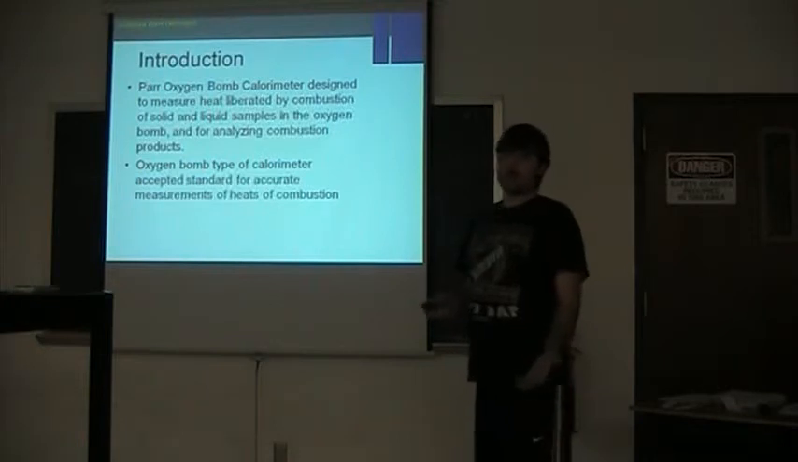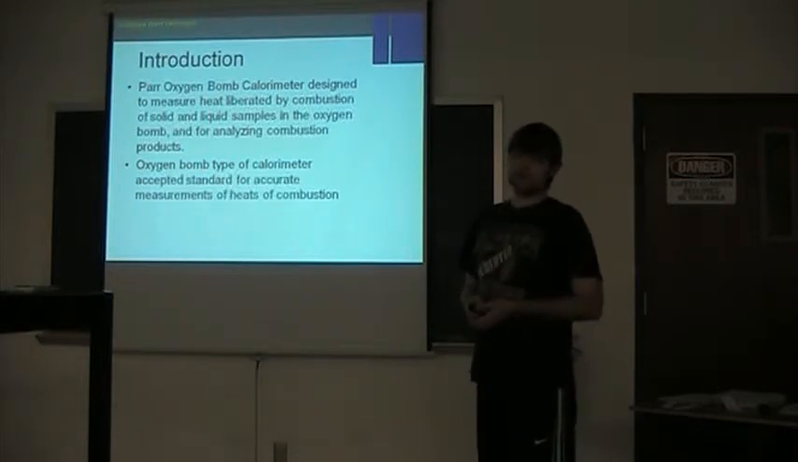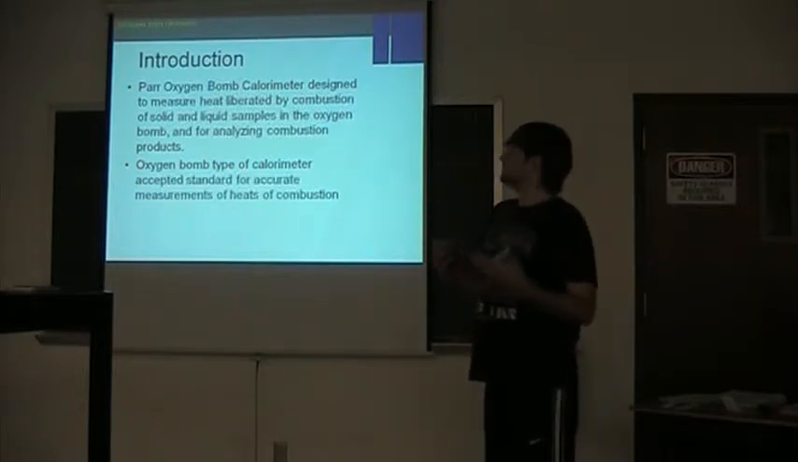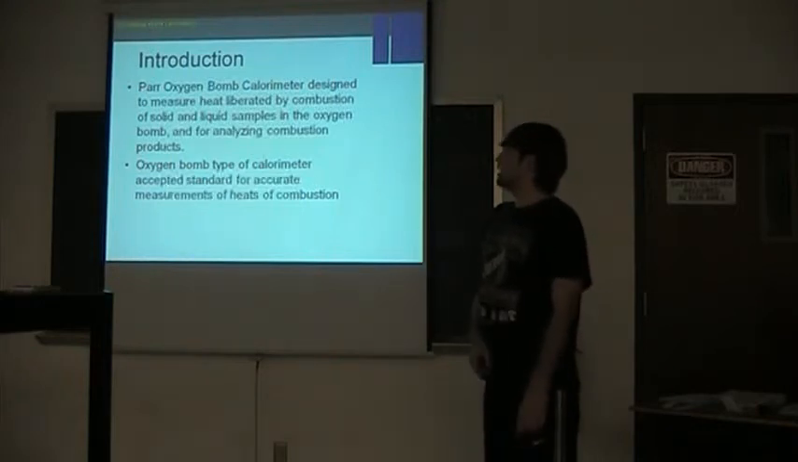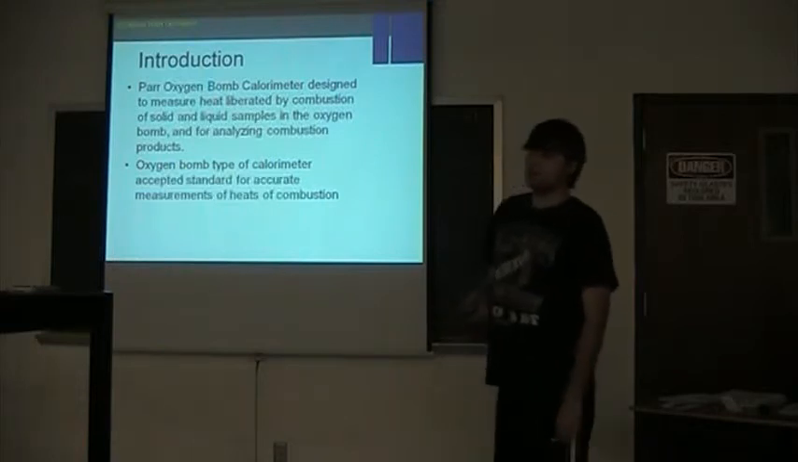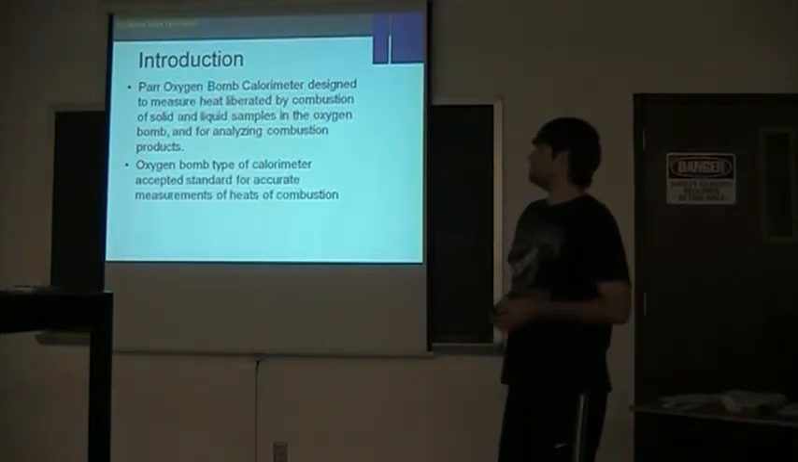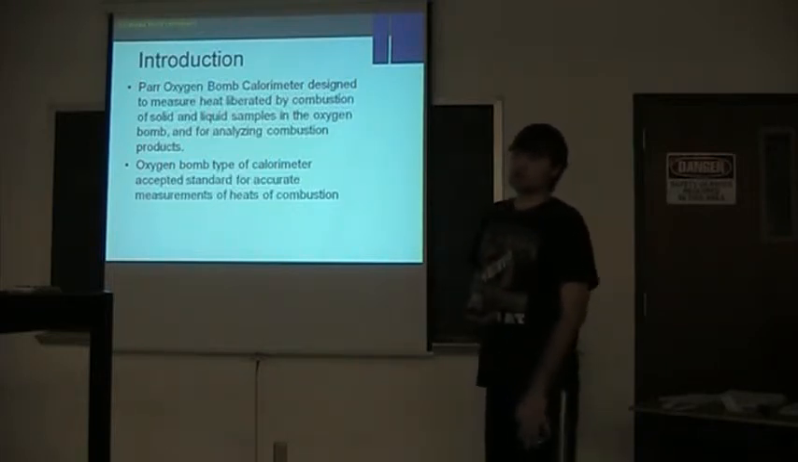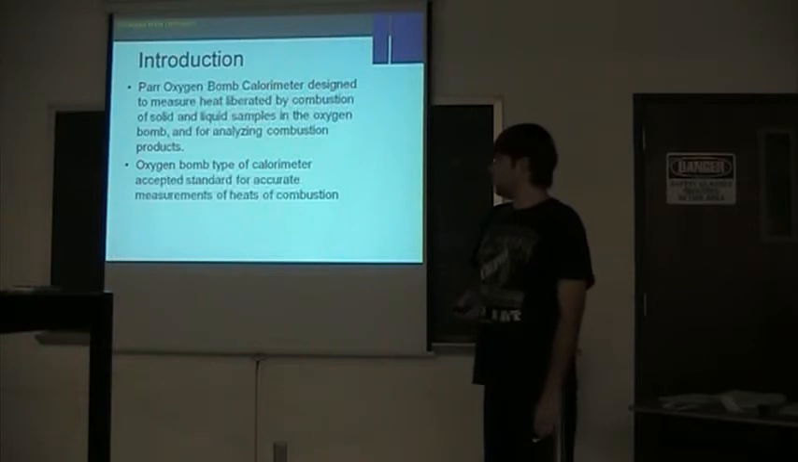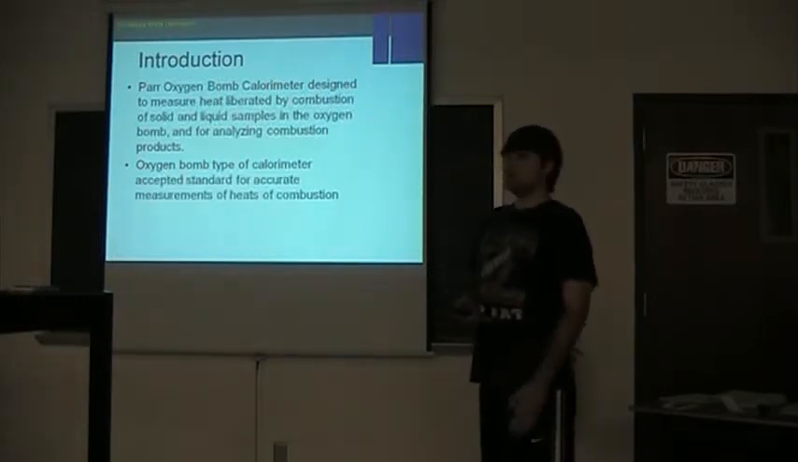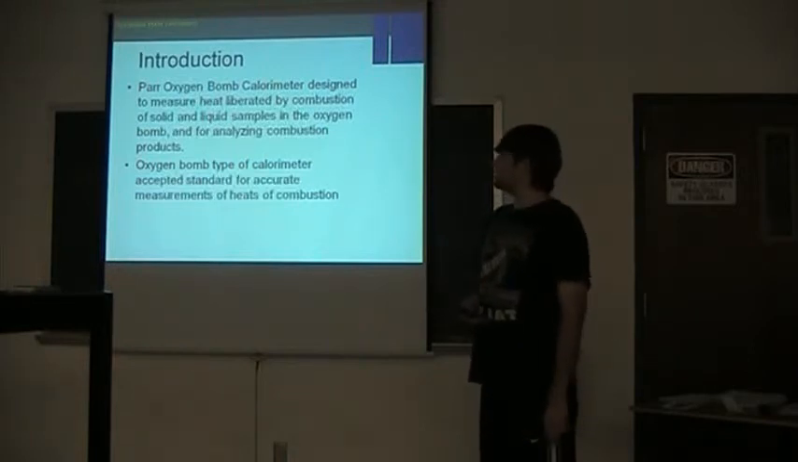Introduction. The PAR oxygen bomb calorimeter is the one used in this experiment. Its definition is kind of wordy. Basically, it measures the heat released by combustion. It's designed to measure heat liberated by combustion of solid and liquid samples in the oxygen bomb. Resulting from combustion, you measure the heat, and that's what this does. It's also used for analyzing combustion products, and the oxygen type bomb calorimeter is the type we're using, an accepted standard for accurate measurement of heats of combustion.